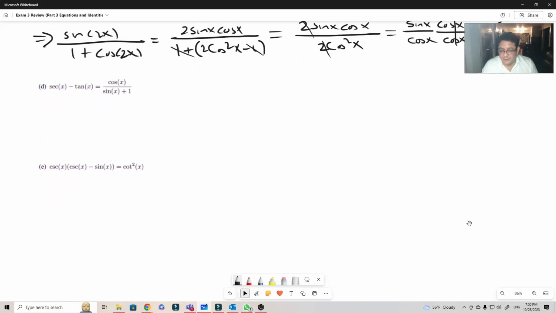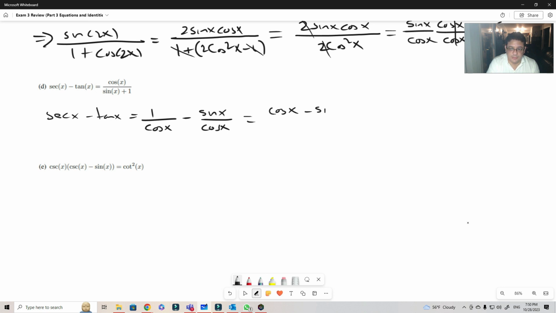Now for D, we have the difference between secant and tangent. And of course, because this is in cosine and sine, the trick is going to be to rewrite each of these identities in terms of sine and cosine. So we have 1 over cosine minus sine over cosine of x. Now we just work with these two fractions, and this becomes cosine of x minus sine of x cosine of x over cosine square of x.